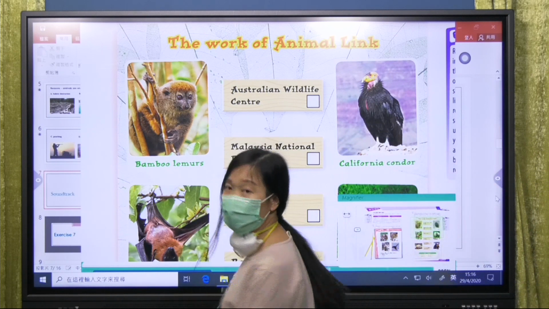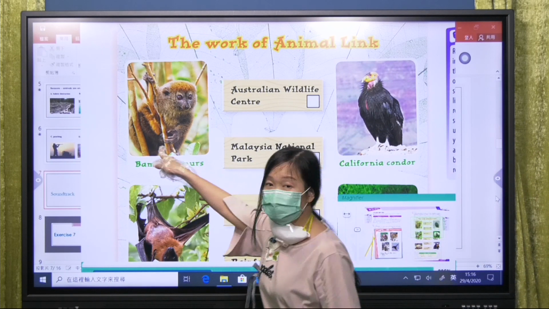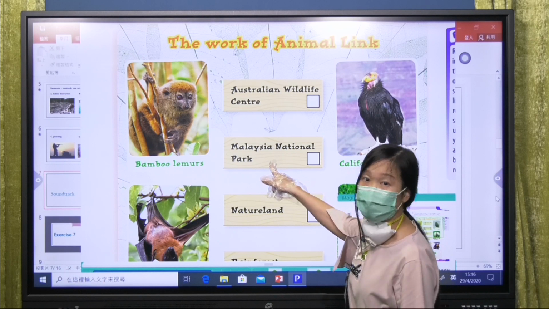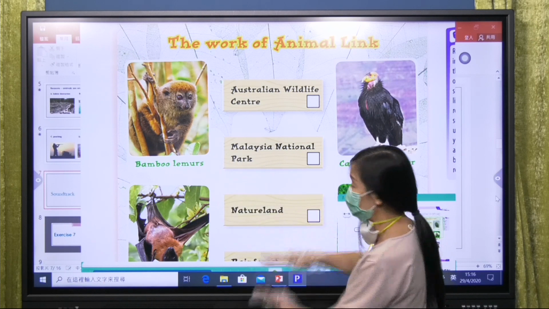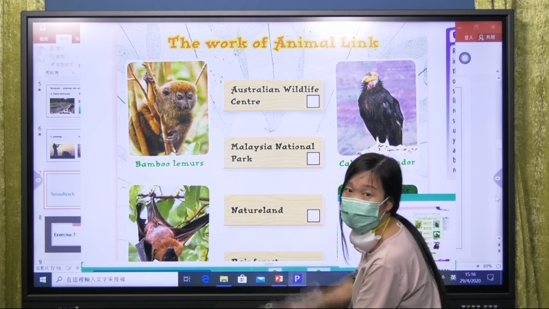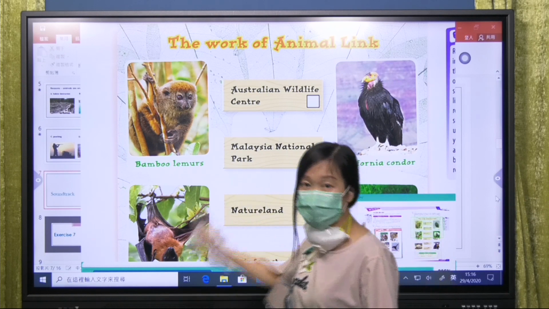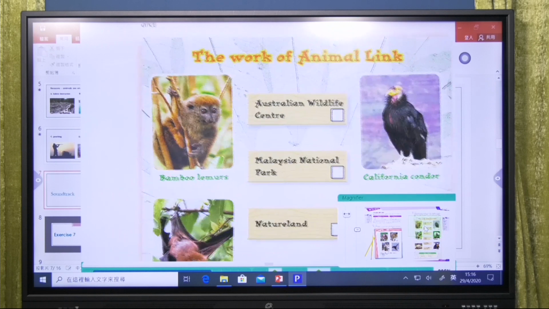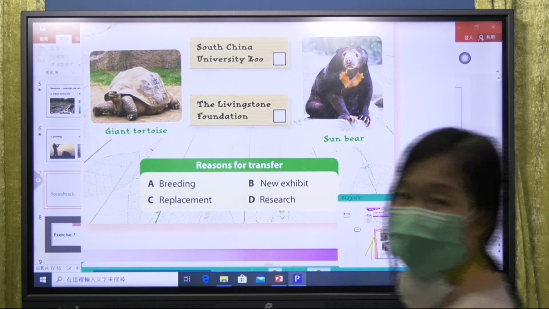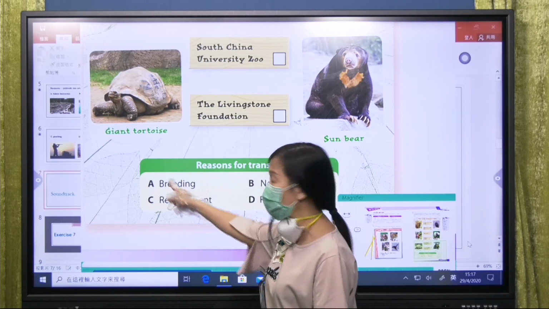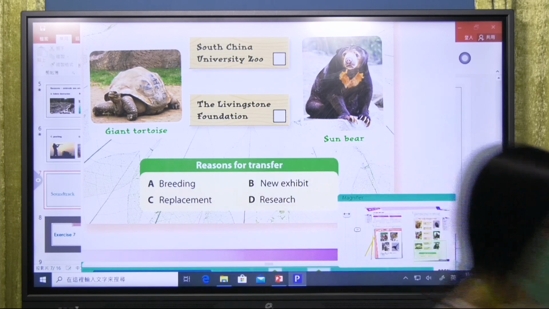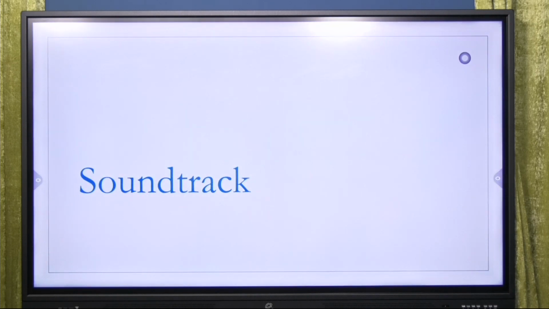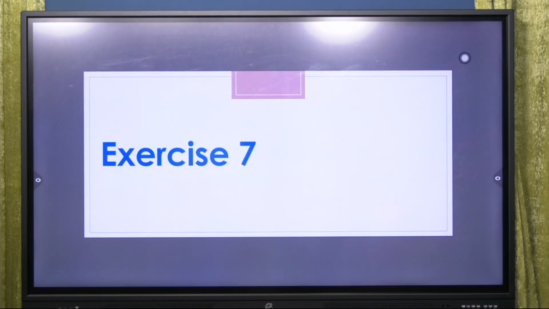Now, I wanted you to pay attention to two things first. The photos of the animals, and these are the signs of the park. And I'm going to explain to you what the situation is and what you're expected to do in this exercise right now. Pay attention. And one more thing, the reasons, A, B, C, D. So, exercise 7.